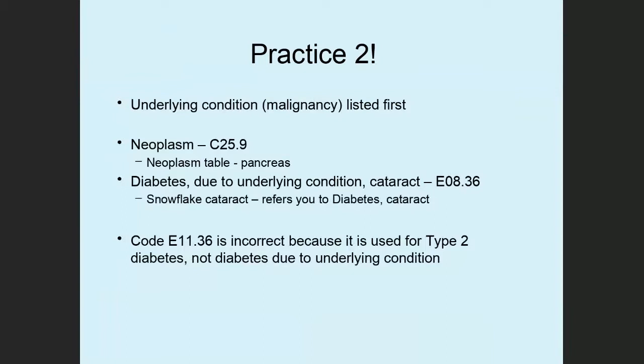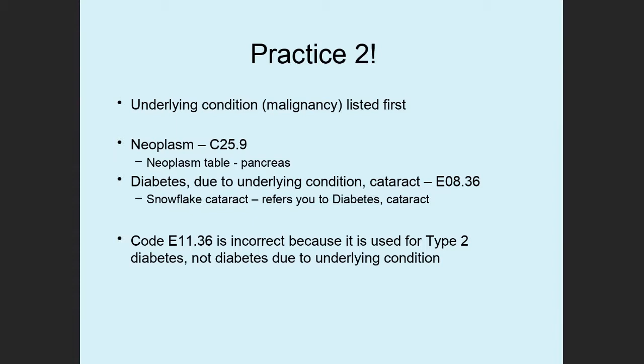So the underlying condition, the malignancy, is coded first, and that's the neoplasm. C29.9, go to the neoplasm table and find pancreas. We don't have any more information about the kind of malignancy, so we're just going to use C25.9. Diabetes due to underlying condition, that's E08, and the underlying condition is cataract, E08.36.